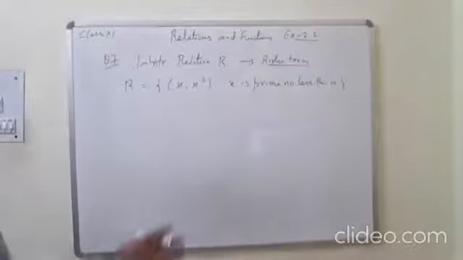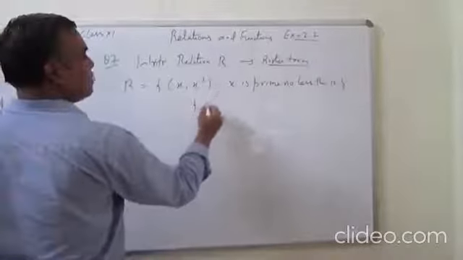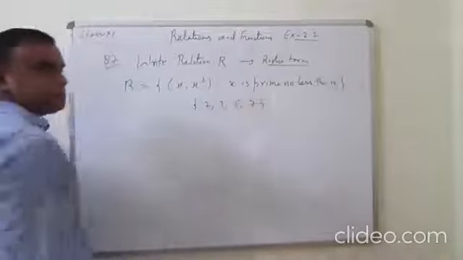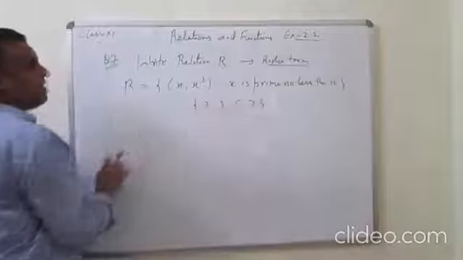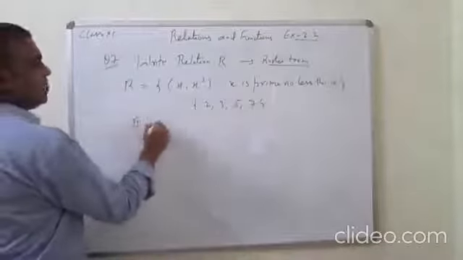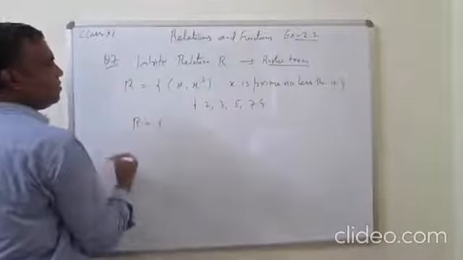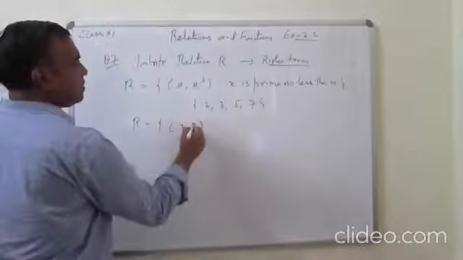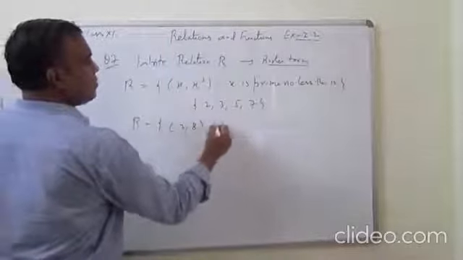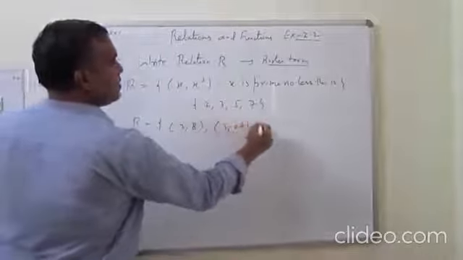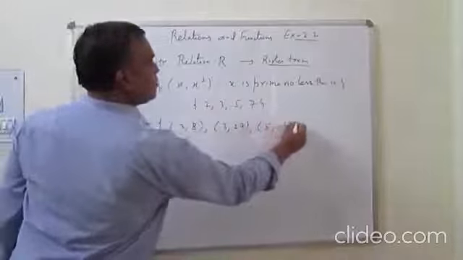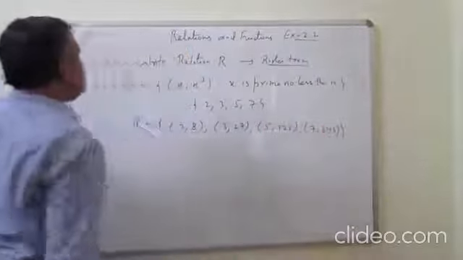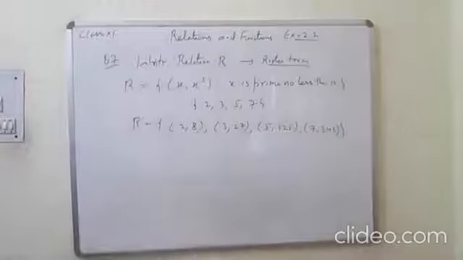So what is x? A prime number less than 10. Which are the prime numbers? 2, 3, 5, 7. These are the prime numbers less than 10. So what will the relation be? If I take x equal to 2, the second element will be 8. If I take x equal to 3, the cube of 3 is 27, the cube of 5 is 125, the cube of 7 is 343. So this is the roster form.